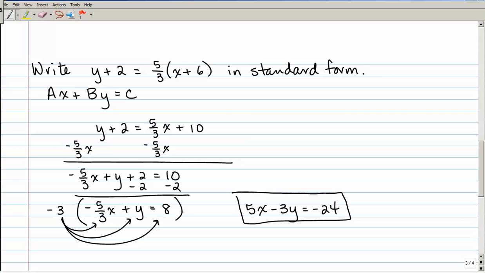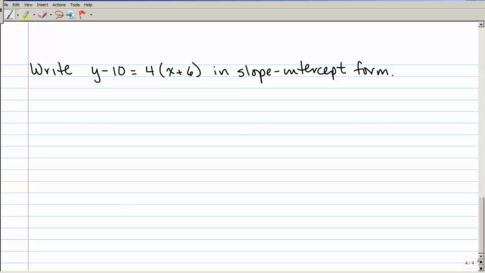Let's take a look at another example. In this case, we're given an equation in point-slope form, and we need to turn it into slope-intercept form. And recall, slope-intercept form is y equals mx plus b. So basically what we need to do is solve this equation for y. Get y to the left of the equal sign and everything else to the right. So let's start by distributing.